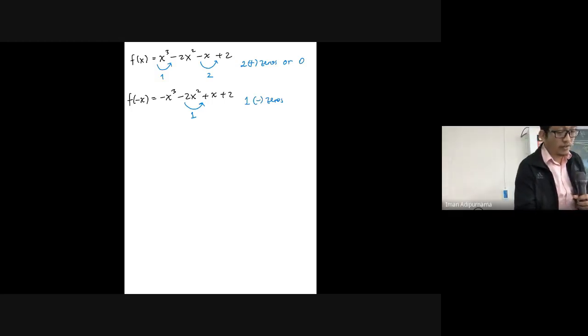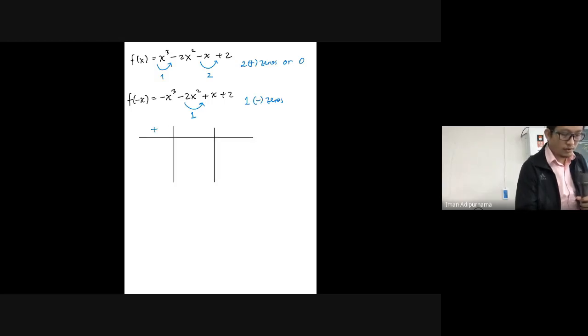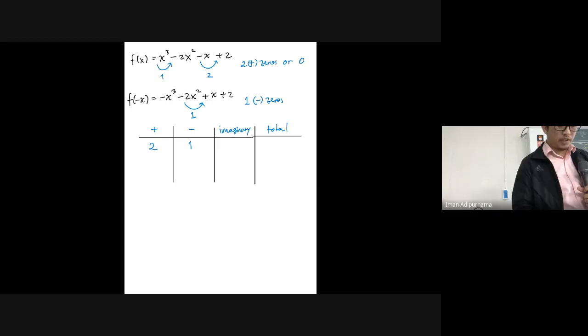And then we can draw, for example, the table. This is positive zeros. This is negative zeros. Let me draw one more column. And this is the total, and this is your imaginary here. So first you have 2 positive, and you have 1 negative, and your imaginary will be 0. Total is 3.